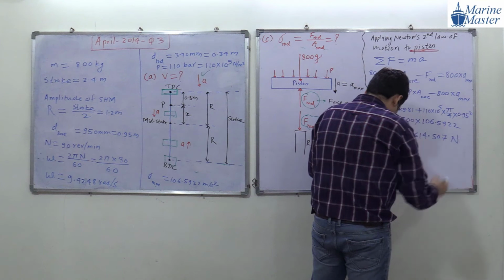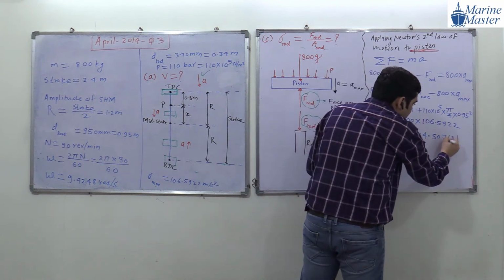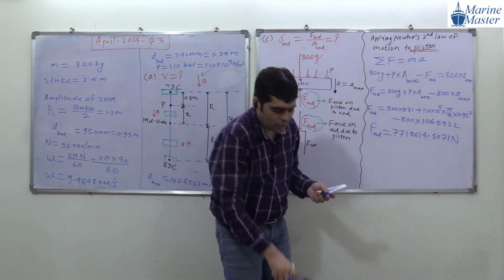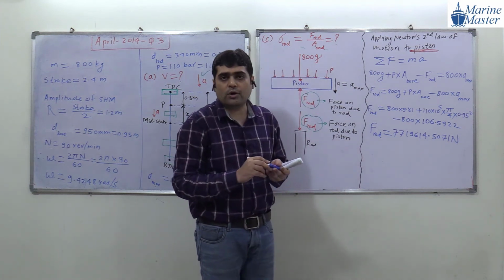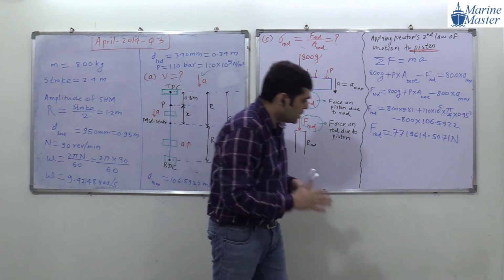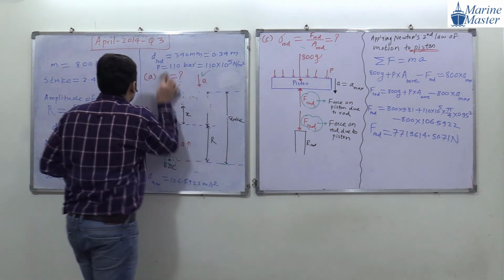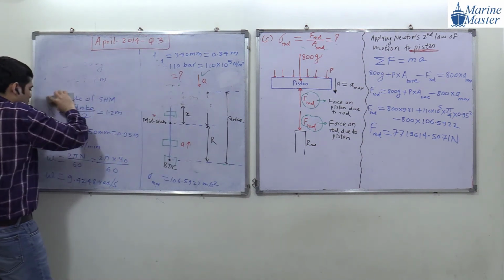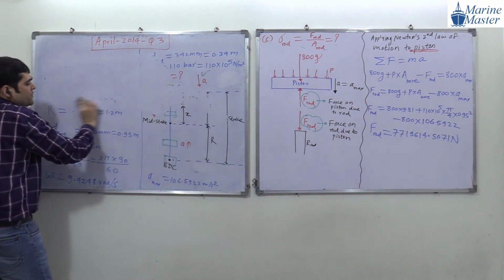614.507 Newton, 5071 Newton. Okay, so we got what we got, everyone? We got the value of F rod. Anyone have any doubt in this F rod? So from this F rod, try to see the scenario here. From this F rod, what are we going to do?